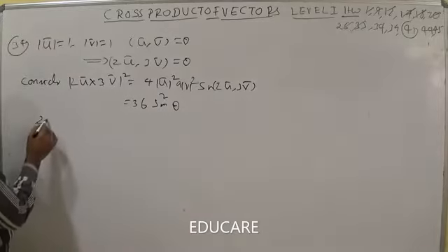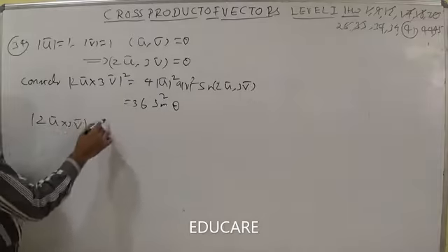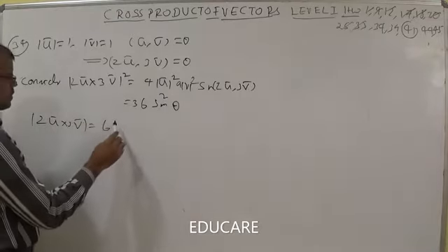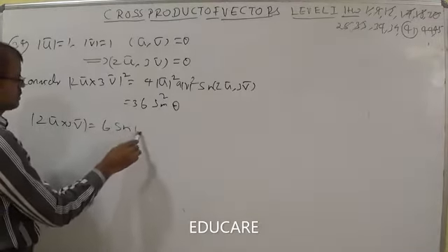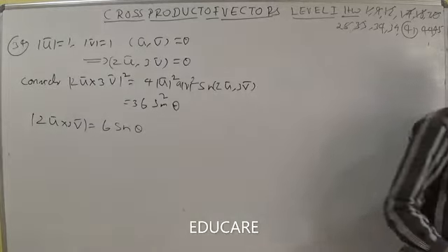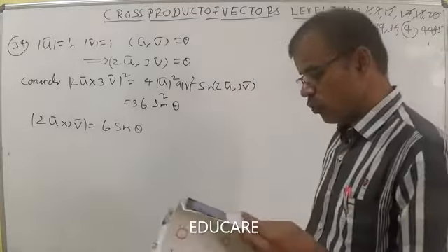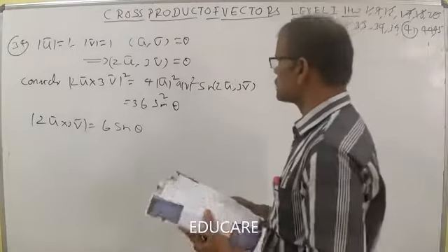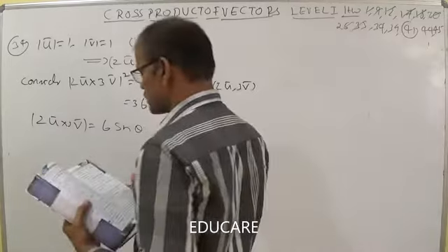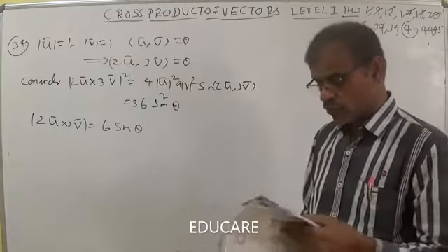So 2u bar cross 3v bar is equal to 6 sin theta, you can write. Taking modulus, it becomes 6 sin theta. It depends upon the minimum and maximum values. According to option 34, 6 sin theta is there. So exactly one value of theta, according to the fourth option he has given.